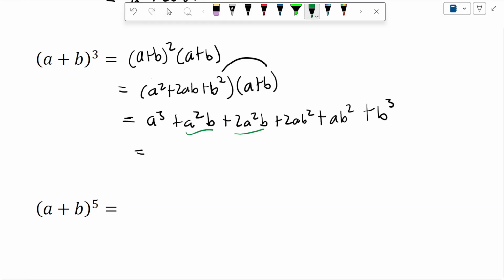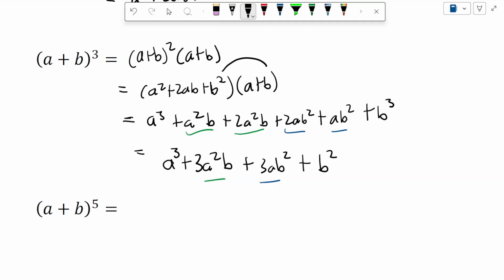So A squared B and 2A squared B give me 3A squared B. AB squared and AB squared give me 3AB squared. And A cubed is A cubed. And B cubed is B cubed. Oh my goodness. All right.